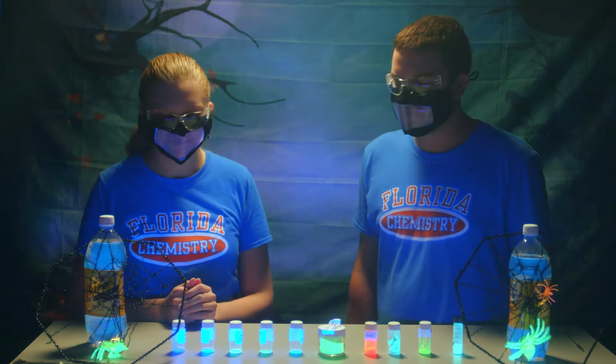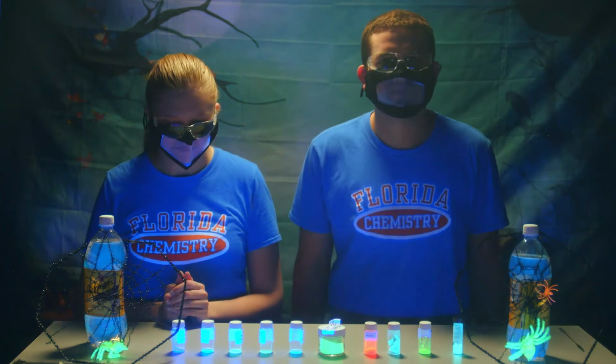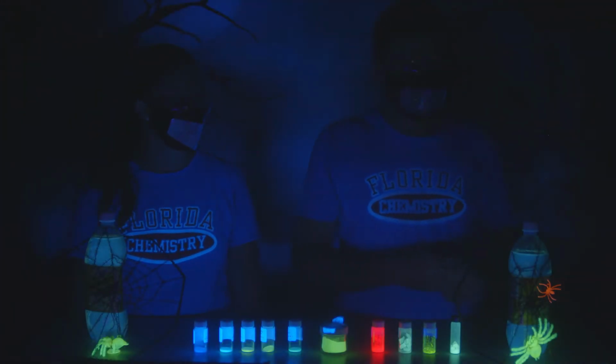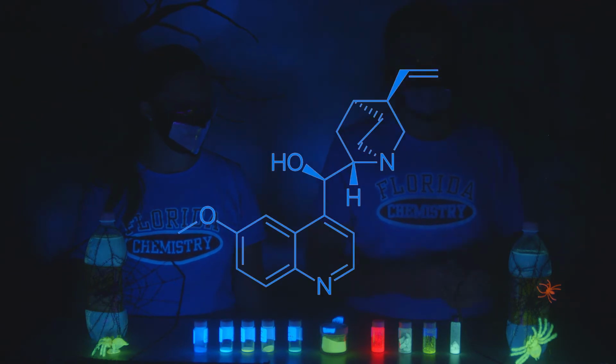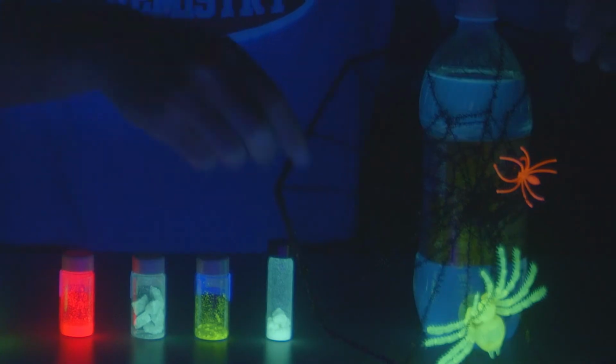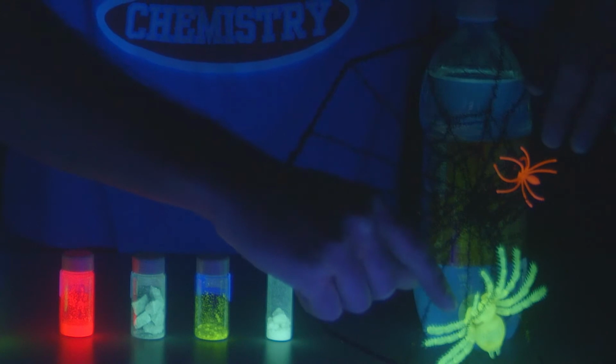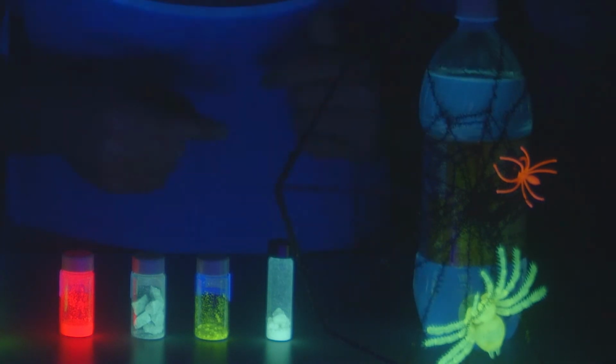Sure. Okay, let's go ahead and dim the lights down, and we'll take a look at a few more examples. Here we have tonic water, which you can see is glowing blue, and that's because tonic water contains quinine, which is a fluorescent molecule, and it emits blue light when excited by ultraviolet radiation. In front of the tonic water, you can see we have these glow-in-the-dark spiders, which one is glowing orange, one is glowing green, and that's because each of them has a different fluorescent dye in them.